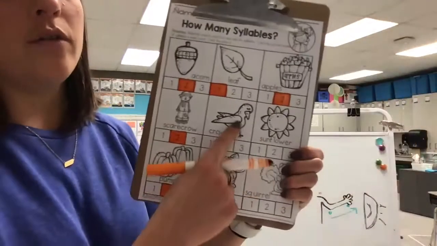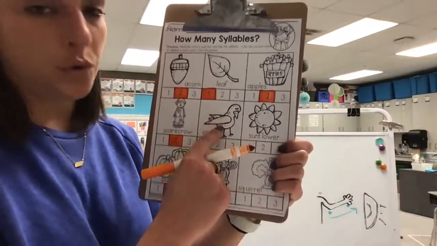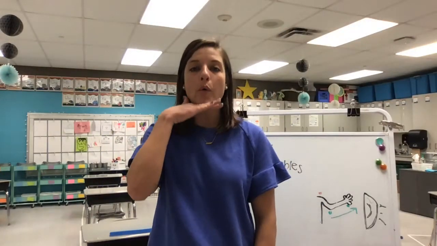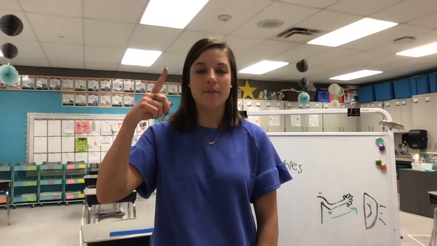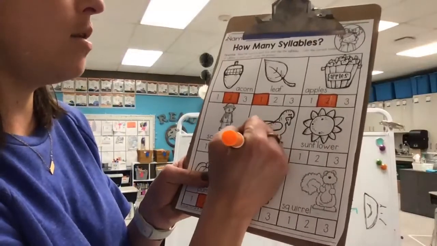Okay. Now go over and touch your next picture. This is crow. What is it? Crow. Good job. Let's use our chin to push down our hand to see how many syllables are in the word crow. Crow. How many times did our hand go down? 1. So how many syllables are in the word? 1. Good job. So let's frame and color the number 1.